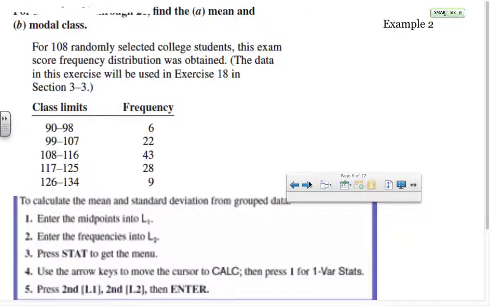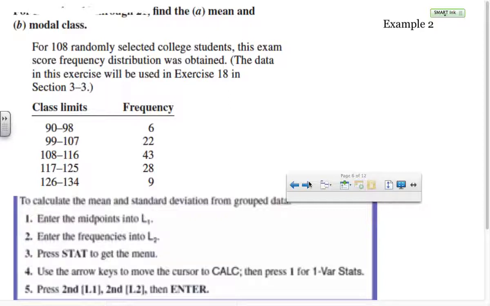Okay, example 2. Finding means with frequency charts. This is where the graphing calculator again becomes super, super important. If you don't have a graphing calculator, this is going to take you a lot longer. If you do not have a graphing calculator and are trying to do this on your own, check out the book in section 3.2 and it will explain how to do it without one. I'm not going to do it on here because my assumption is that you have the tools that you need, and that includes a graphing calculator.